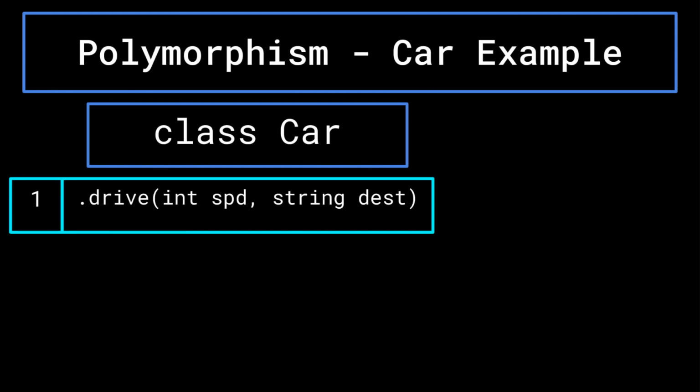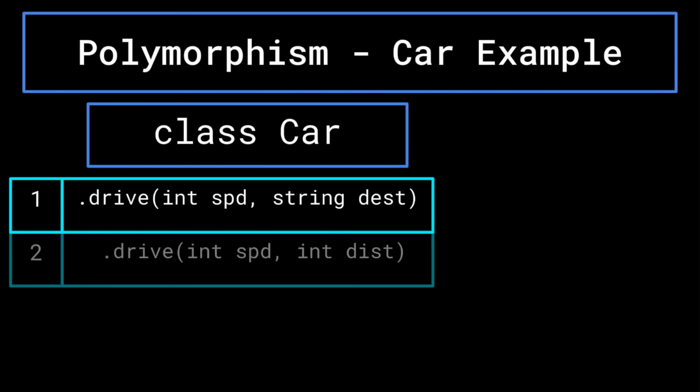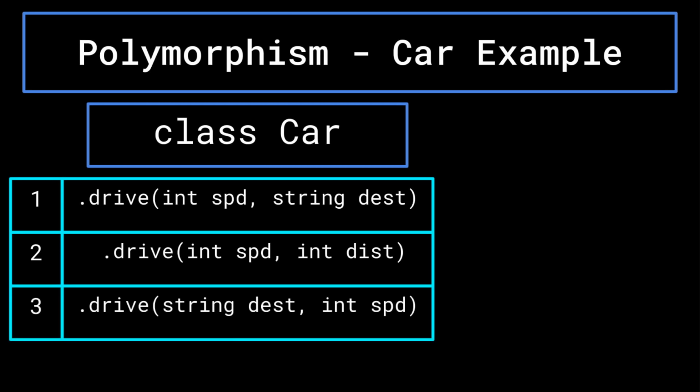For drive method 2, we will set its argument to accept 2 integers, for instance, distance and speed. Finally, in drive method 3, we will have it accept a string first for destination, and then an integer for speed. This differs from drive method 1 in that drive method 1's parameters are in reverse order compared to drive method 3's. In each of these 3 example methods, the method signature is different despite the methods having the same name. Therefore, the computer is able to tell the methods apart when the program is being compiled.